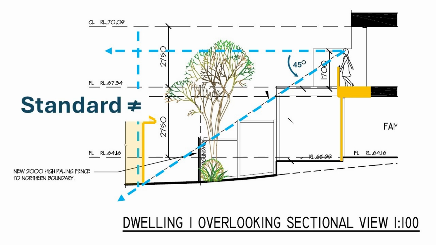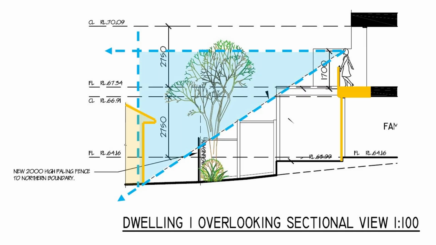However, this does not meet the standard because the standard does not consider obstructions between the balcony and secluded private open space. Under the previous Clause 55, the standard can be met by providing a form of screening on the balcony at a height of 1.7 meters, limiting the view towards ground level.